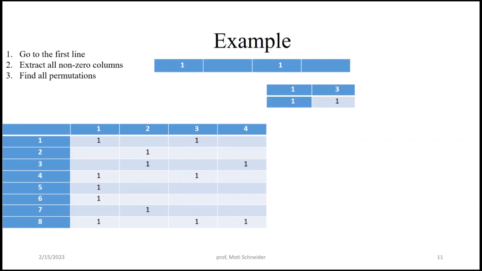And based on that, I find all the permutations. All the permutations means, I hope you can see that, is that in columns 1 and 3, I can have 0,0; 0,1; 1,0; and 1,1. Okay, 0,0 is not interesting. So basically what I'm left with is this. So I found 3 different permutations.